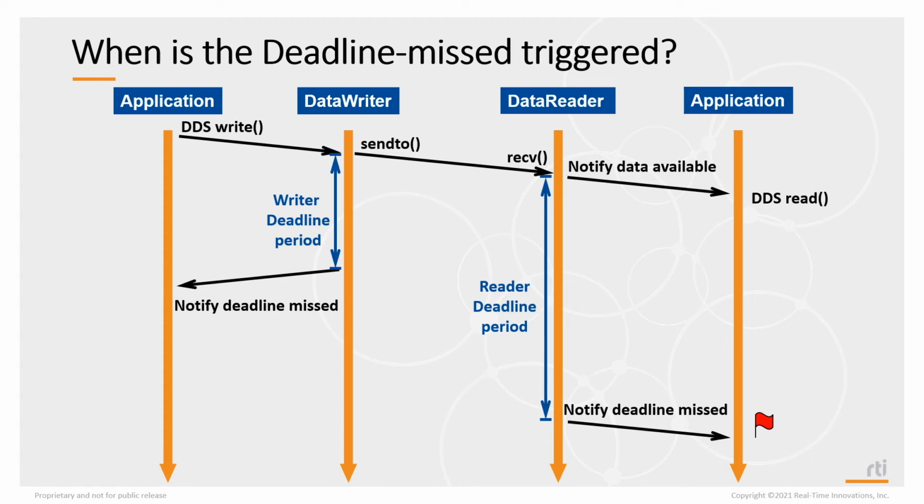Notice that the reader deadline period can be greater than or equal to the writer deadline period. So the writer can write faster, but cannot write slower than what the reader expects.